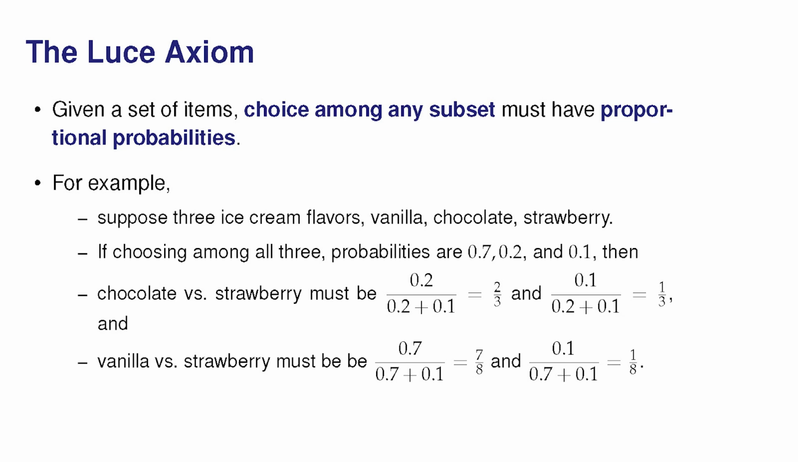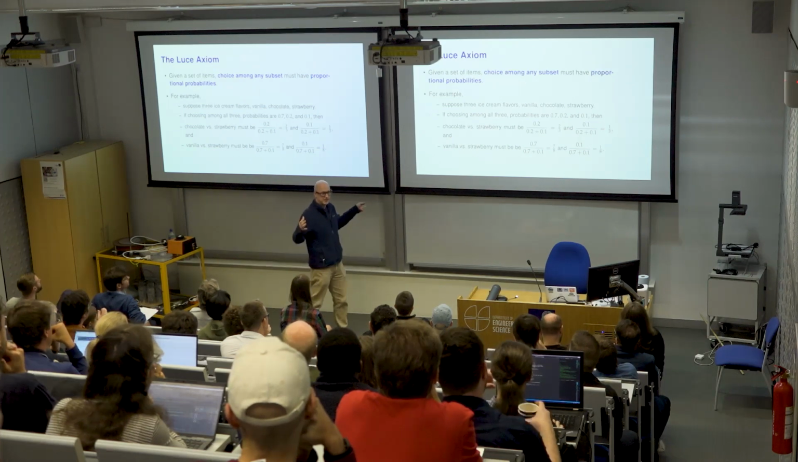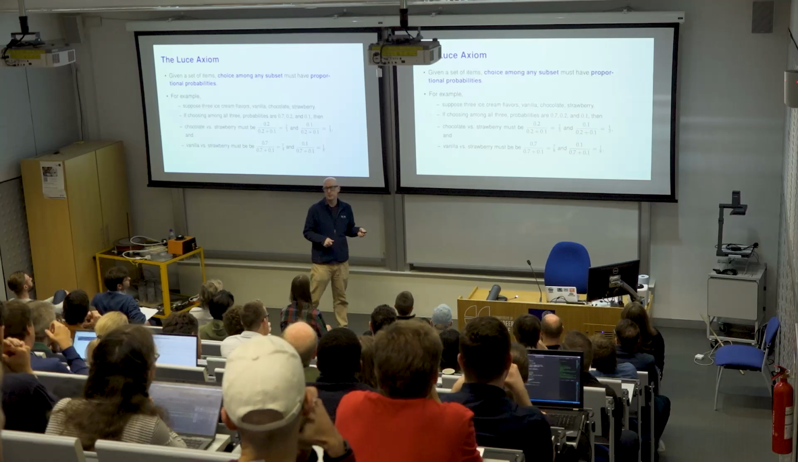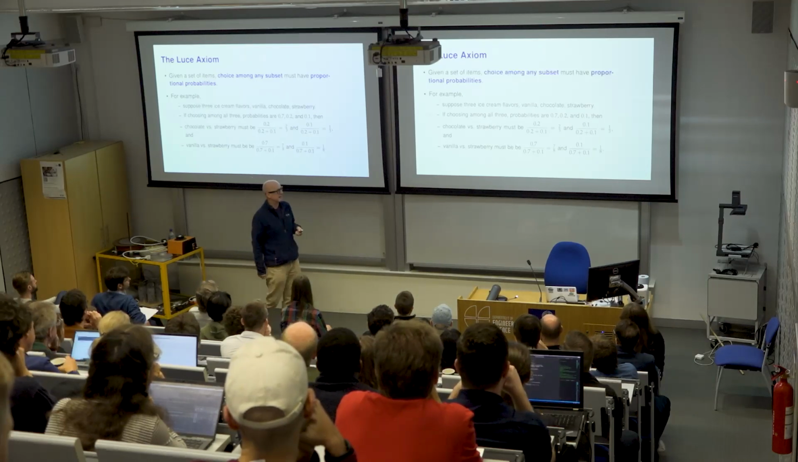So it has to be a 2/3 to 1/3 ratio because that was the ratio of chocolate to strawberry when I had 3 choices. Right? So that's all the Luce axiom is saying: you be consistent under sub-choices. The items you're selecting among always have the same proportional probabilities.